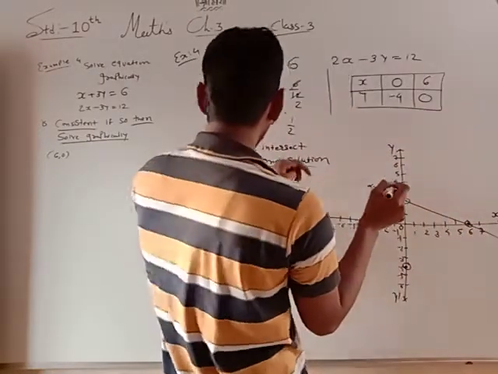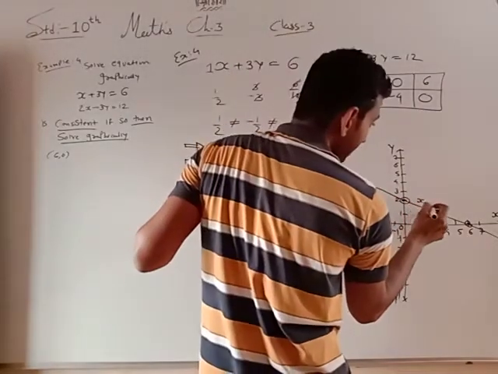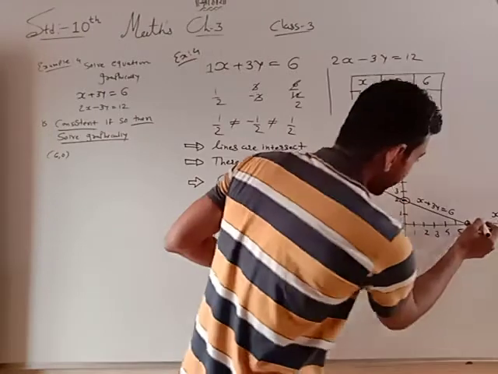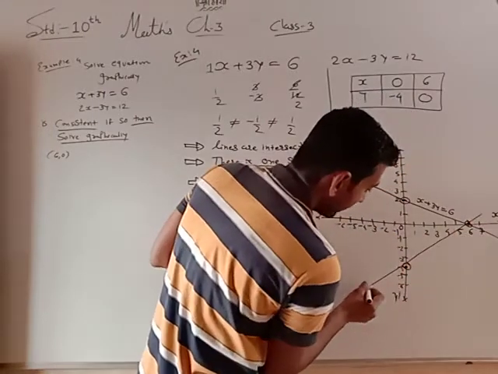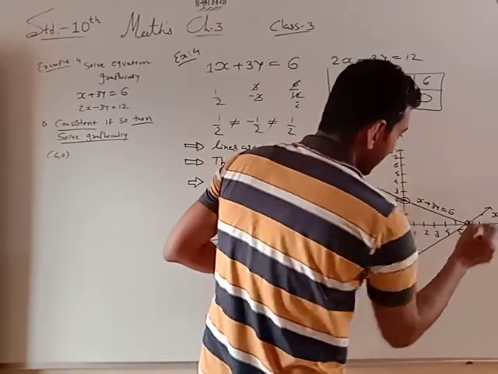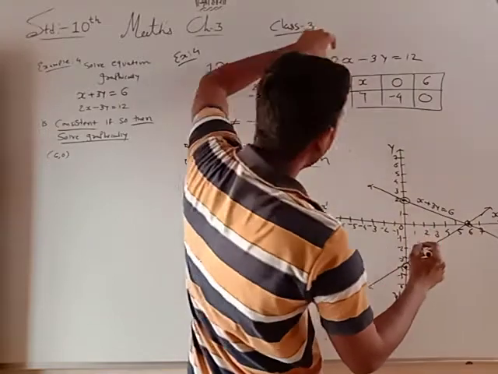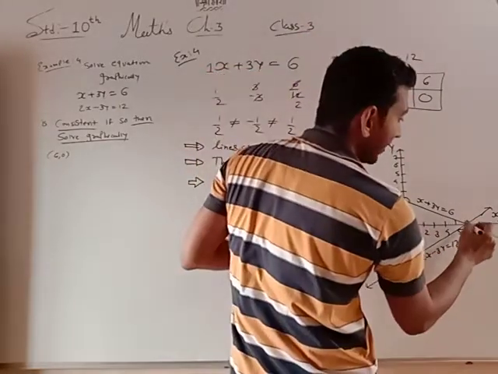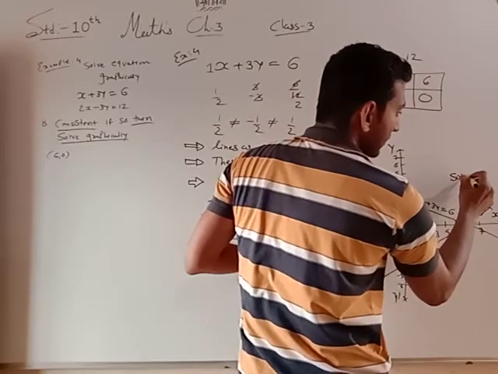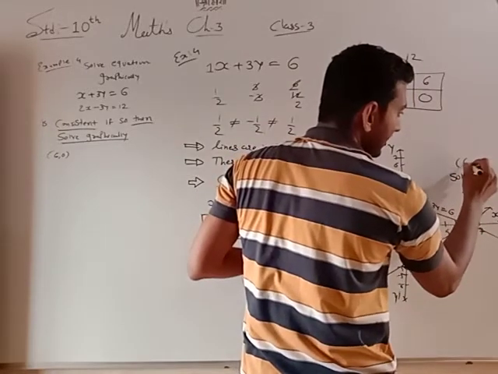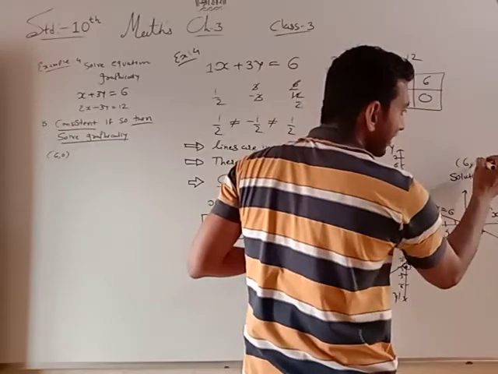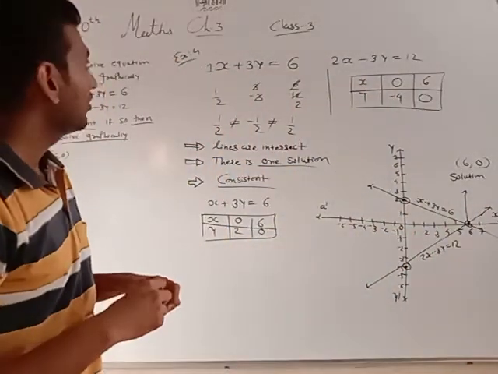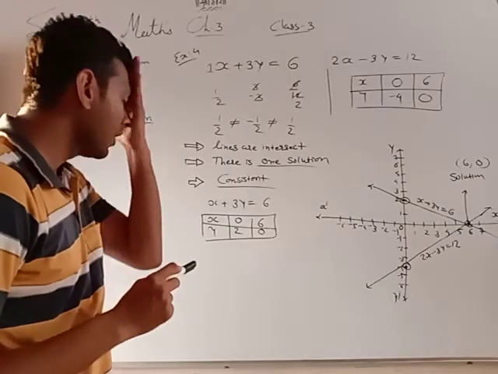This one is x plus 3y is equal to 6, and my second line is this one. And what is the line? 2x minus 3y is equal to 0, and this one is my solution, and the solution is x value is 6 and the y value is 0. Okay, so here your example number 4 is over.